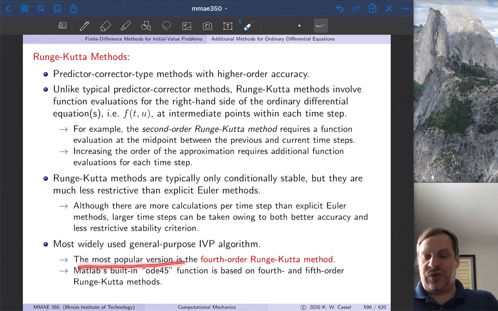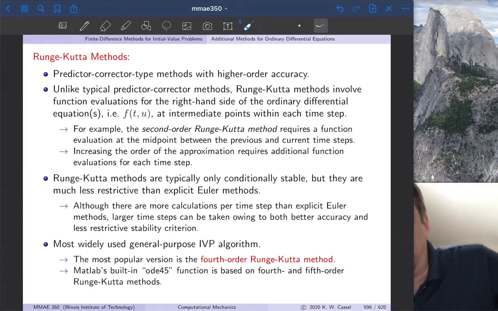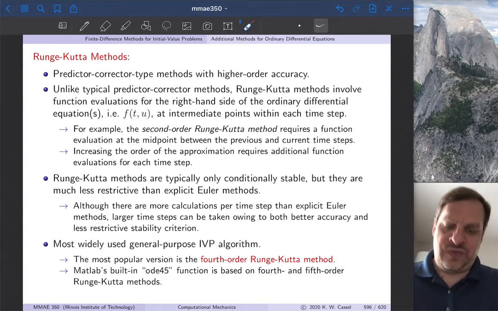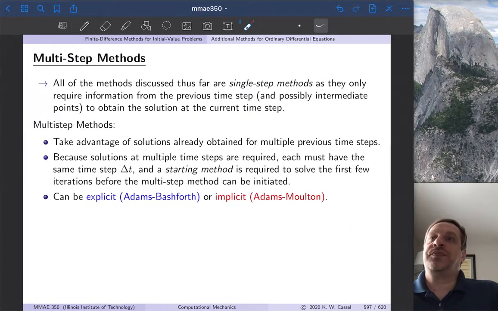The most popular version is the fourth order Runge-Kutta. Sometimes you'll see it as RK or RK4. For example, MATLAB, you may have heard of or seen ode45. In ode45, the 4 and the 5 correspond to fourth and fifth order Runge-Kutta methods. So these are workhorses of ODE solvers that you'll find in various numerical packages.